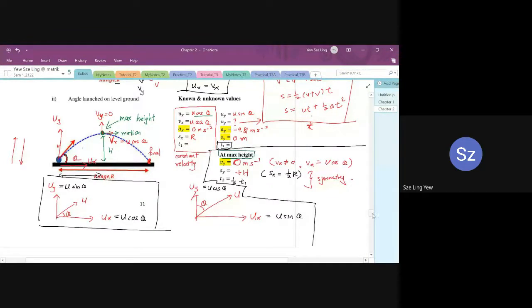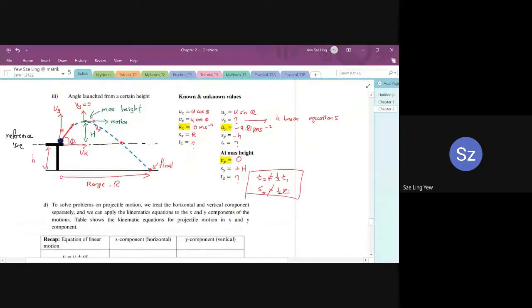Okay, if the projectile motion is symmetrical. So if it is not symmetrical, then this one is no longer valid. Okay, so it is very important. That's why your notes give you 3 different cases. They want you to understand what happened in every situation.